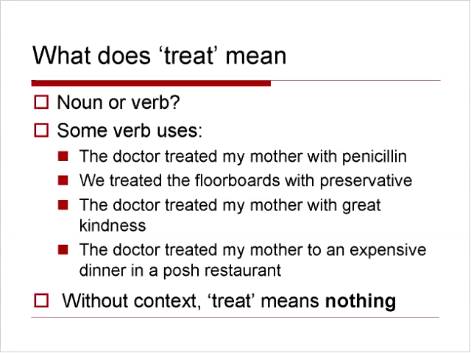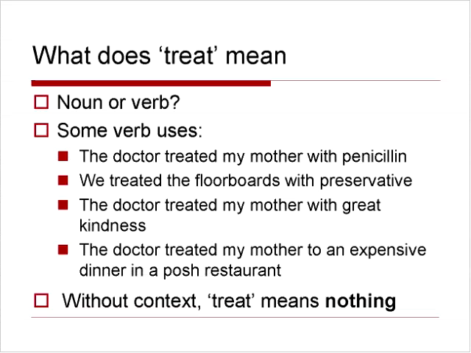What about the third one, though? The doctor treated my mother with great kindness. Now, that's almost the same pattern as the first sentence, but clearly it's a different meaning. Well, it is to us. For a computer, that's quite problematic. They look at the pattern and say, you could either treat people with penicillin or with great kindness, but of course they mean something else. And then the last one: the doctor treated my mother to an expensive dinner in a posh restaurant. Well, clearly that's a completely different meaning again, and it's the context that tells us what things mean.